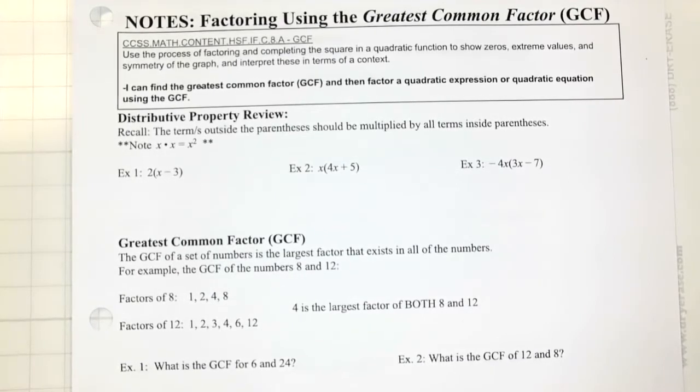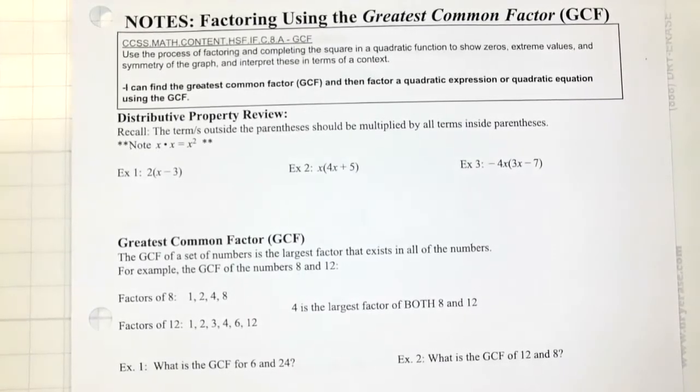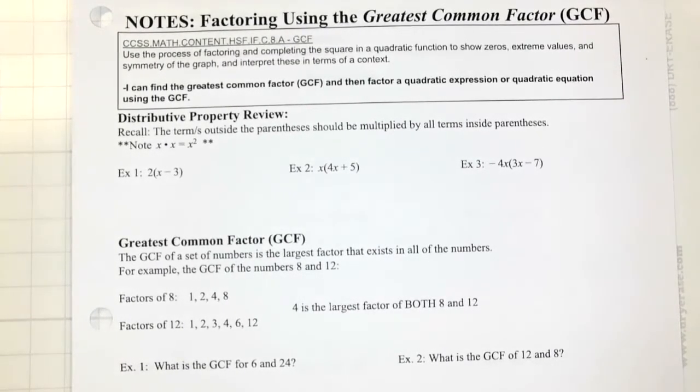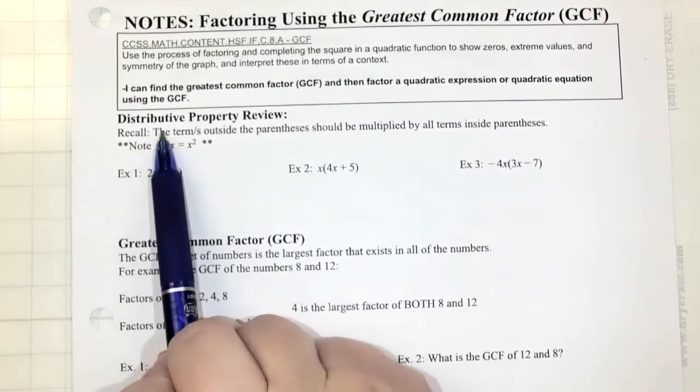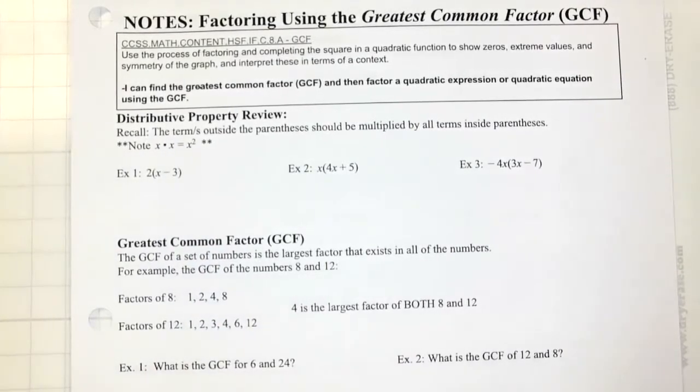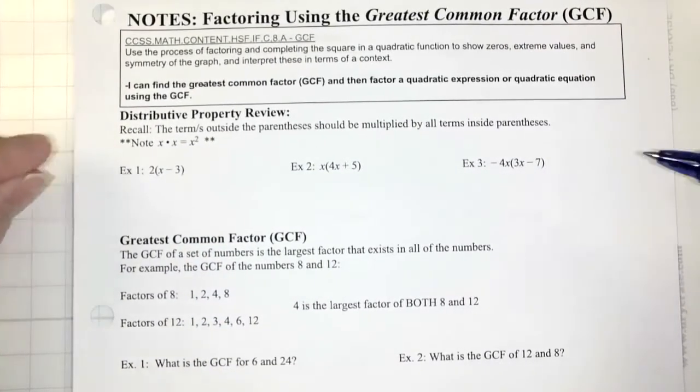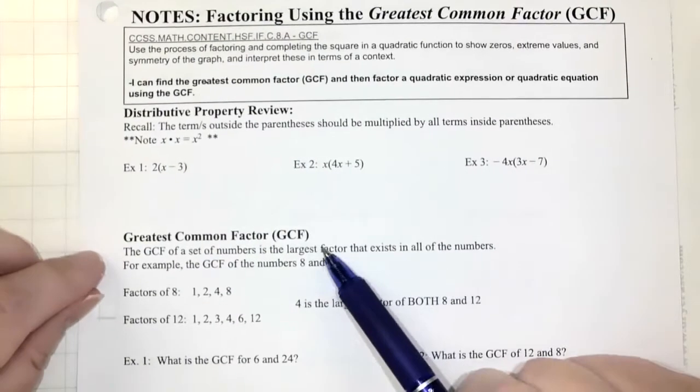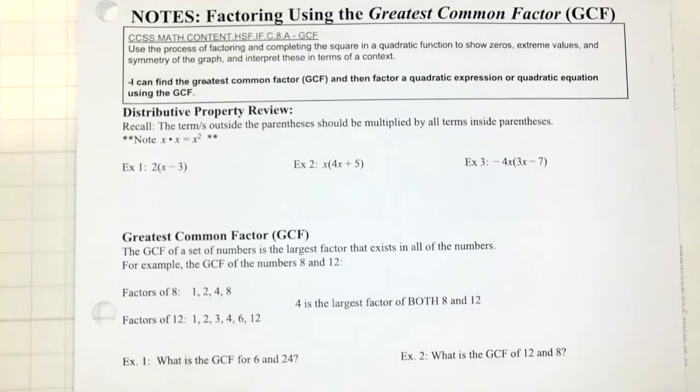So when we work in math, every operation has an inverse operation. The inverse of addition is subtraction. The inverse of multiplication is division. The inverse of squaring a number is taking the square root of a number. The inverse of cubing a number is taking the cube root of a number. And the inverse of distributing is factoring. So we want to just practice a little review of the distributive property so that we have that fresh in our minds when we learn how to factor out a common factor.